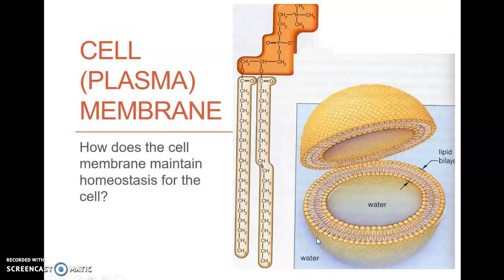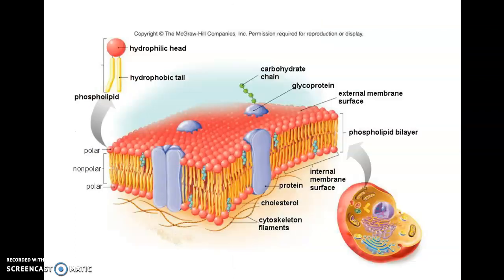There we go. Cell plasma membrane. So how does the cell membrane maintain homeostasis for the cell? How does it maintain that internal environment to be the same no matter what? Like our bodies like to be about 98 degrees. The cell also has a fairly constant temperature and salinity, the concentration of salt and all kinds of conditions. So we're going to talk about how the cell membrane actually maintains this for the cell and how it allows things to enter the cell and allows things to leave the cell.